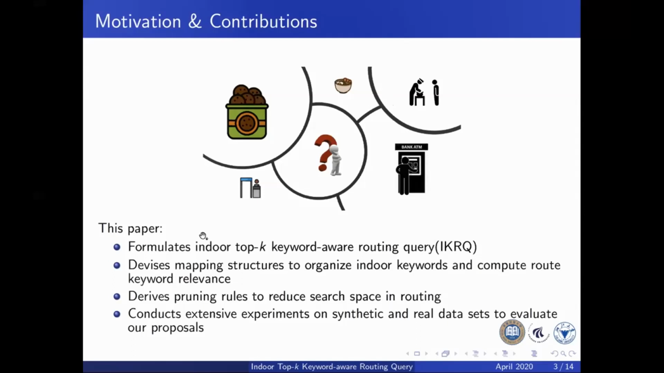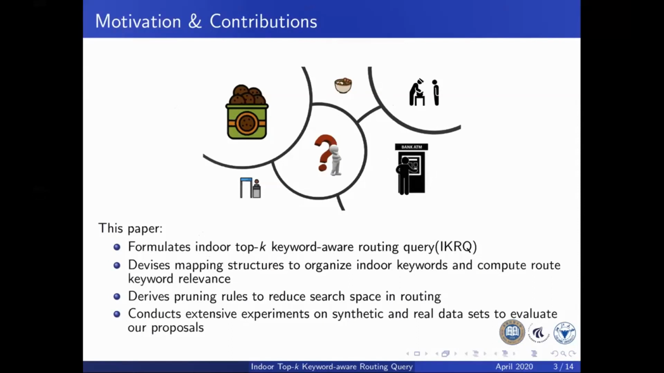The indoor top K keyword-aware routing query takes 5 parameters: the starting point PS, terminal point PT, distance constraint delta, a list of query keywords QW, as well as an integer K. Then it returns K routes from PS to PT, such that their route distances are within delta, and the ranking scores are the best, or say the largest.